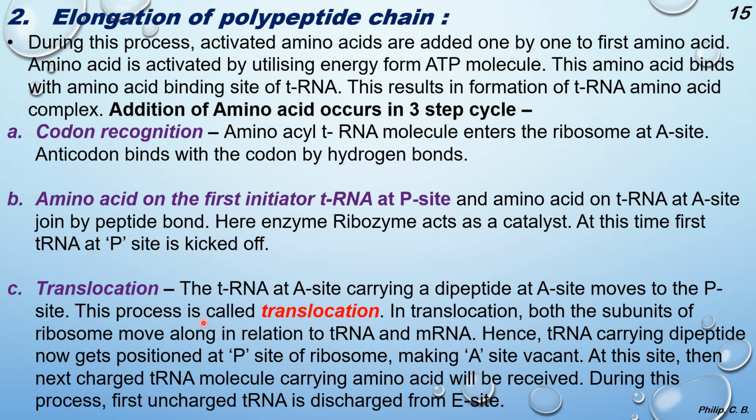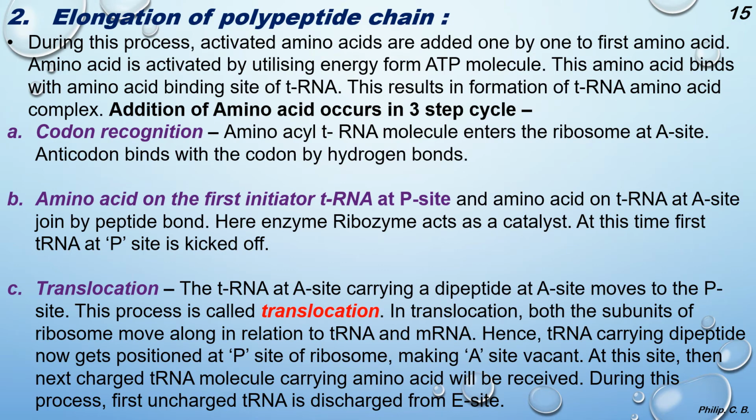Further, translocation. The tRNA at the A site carrying a dipeptide moves to the P site. This process is called translocation. In translocation, both the subunits of the ribosome move along in relation to tRNA and mRNA. Hence, the tRNA carrying the dipeptide now gets positioned at the P site of the ribosome, making the A site vacant. At this site, the next charged tRNA molecule carrying an amino acid will be received. During this process, the first uncharged tRNA is discharged from the E site.